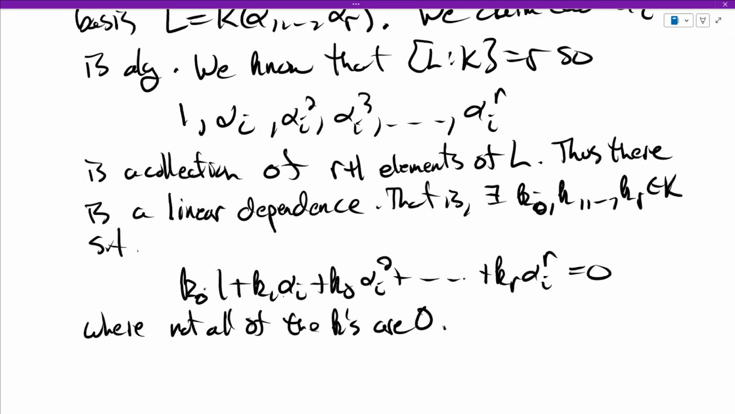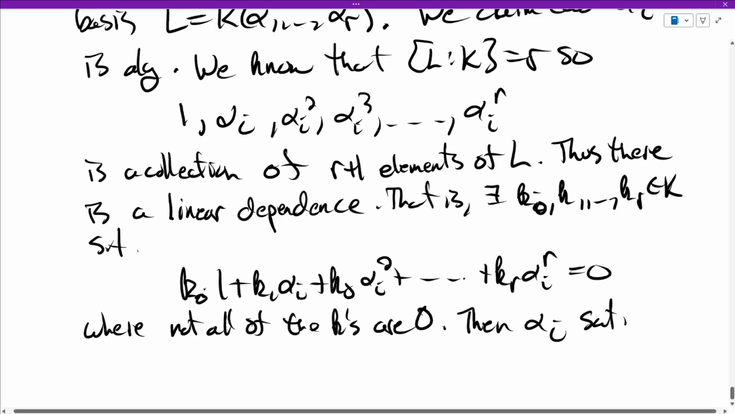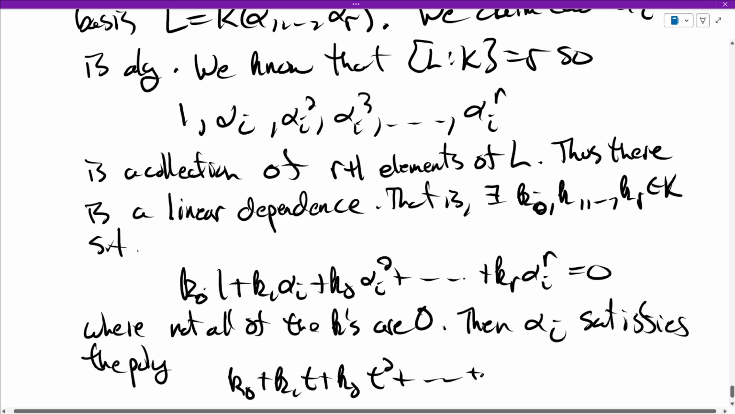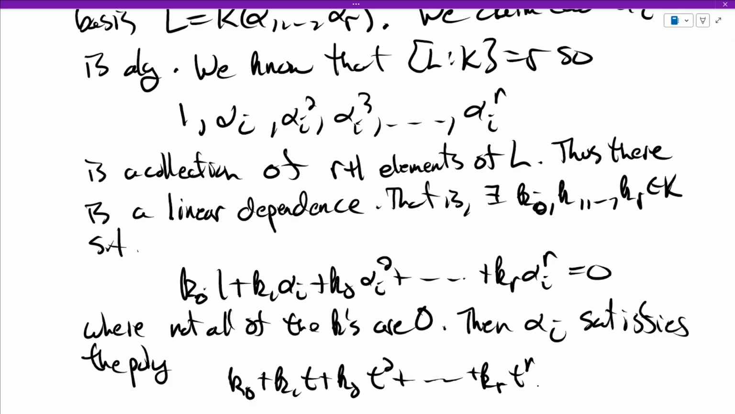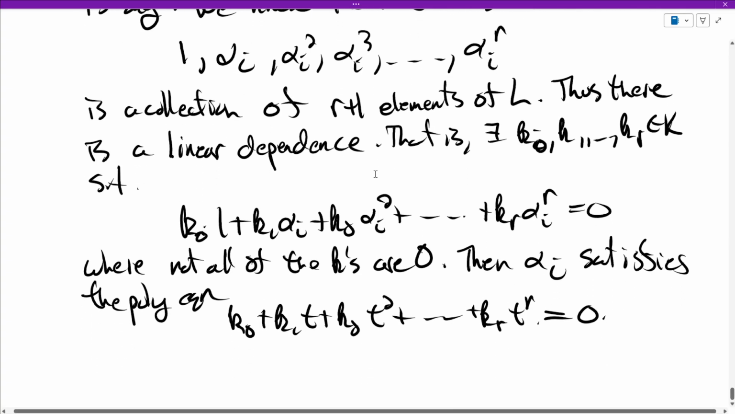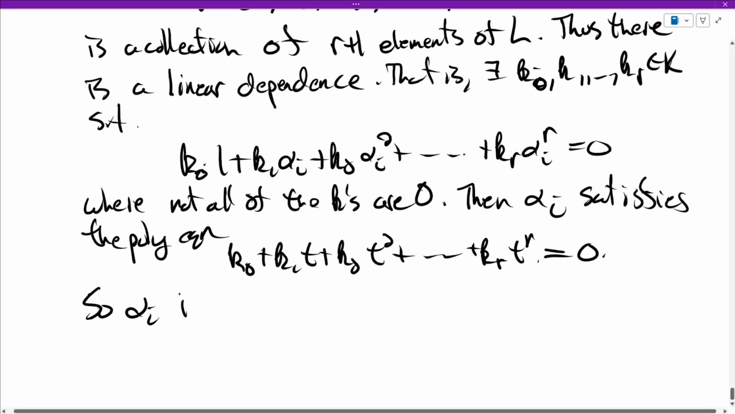Okay. Now it can't be that K1, K2, all the way up to Kr are 0, because then that would say that K0 times 1 is 0, and 1 is not 0 in a field. So in fact, some of these higher K's have to be non-zero as well. Then alpha I satisfies the polynomial K0 plus K1 t plus K2 t squared, all the way up to Kr t to the R. This is a non-trivial polynomial equation. So alpha I is algebraic. And that completes the proof.